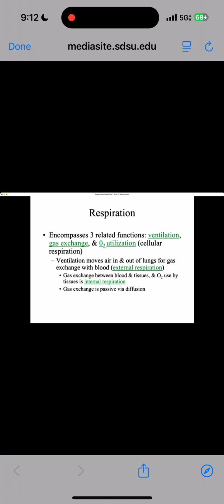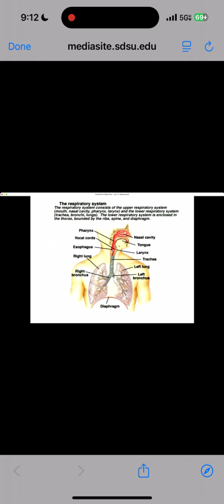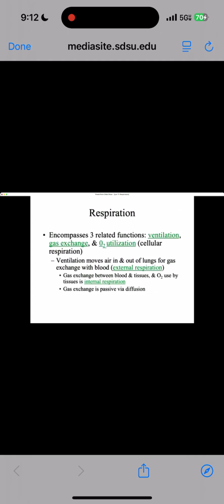In the lung itself, we're going to have what's called external respiration, because we're having gases exchange with the alveolar sacs and the plasma. But then when we get the blood to the tissues, we have our second respiration site. That's called internal respiration, and that's where gases are going to go from the plasma into the actual tissues. O2 utilization is simply how we use oxygen in the cells, and the primary function of oxygen is to help create ATP. Gas exchange is always going to happen via a passive process, via diffusion.